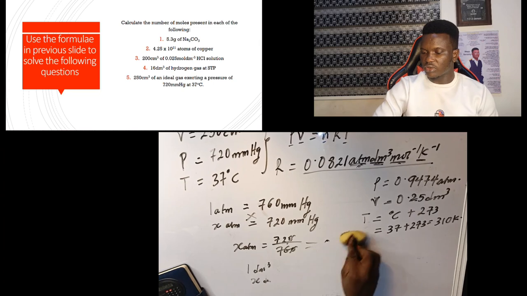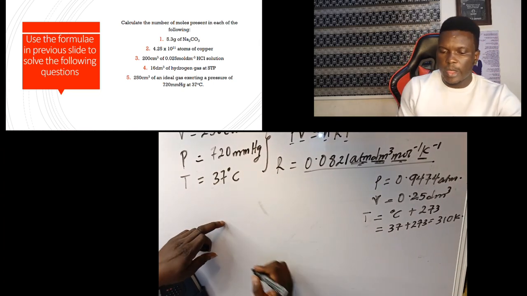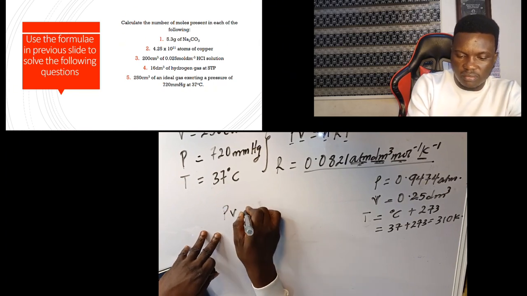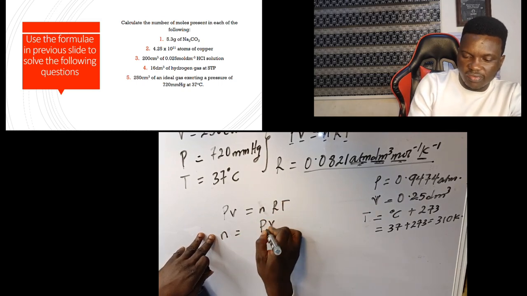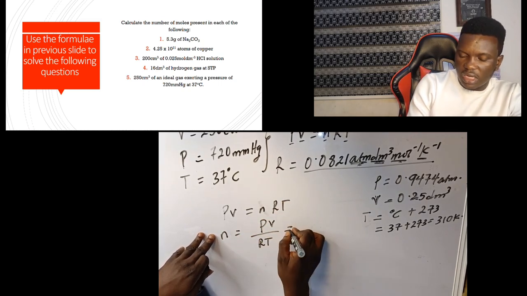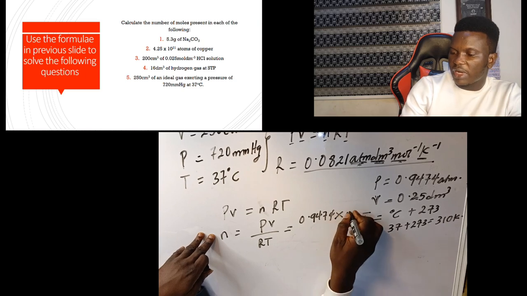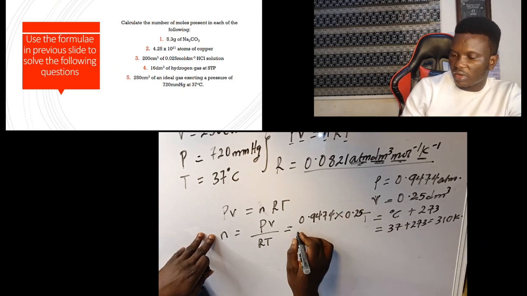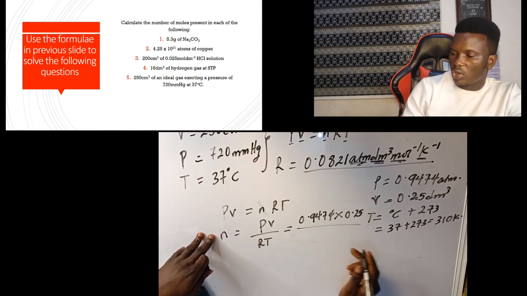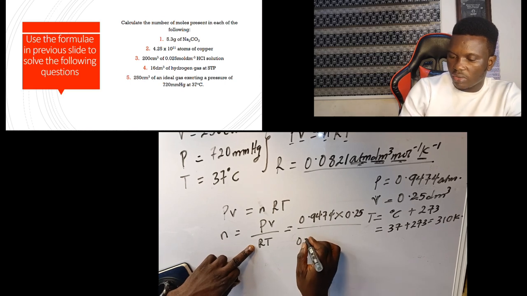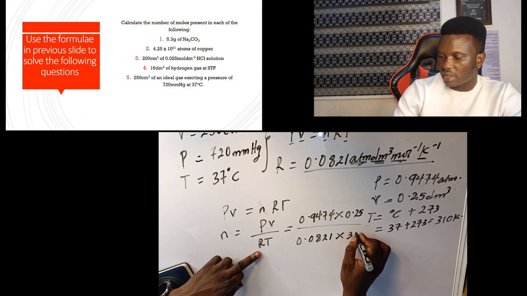So now let's solve for our number of moles. You can always take a pause to write. So now we have that PV is equal to nRT. So n is going to be PV over RT. My P is 0.9474 multiplied by V, which is 0.25, all over our R, 0.0821, multiplied by T, 310.